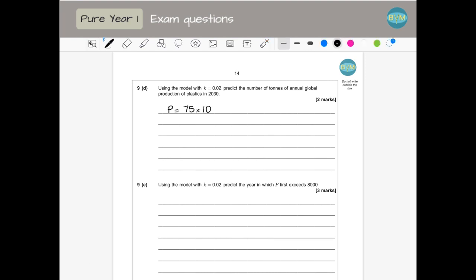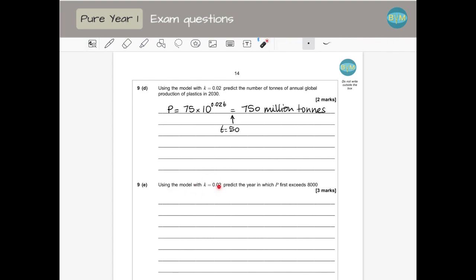Then times 10 to the power of k, which they say use 0.02 times t. And I know t is 50 years, because 50 years passed. If you do that with the calculator, 50 times 0.02 is 1, 10 to the power of 1 is 10, times 75 is 750. We don't even need the calculator. And this is millions of tons.